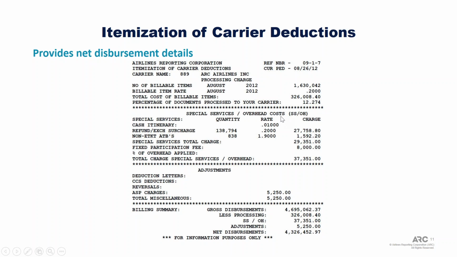In the second section is where they're adding additional costs. Special services and overhead costs is what it's listed as. So for refunds and exchanges, this airline has 138,794 transactions at an additional 20 cents. So the 138,794 transactions is going to be at a rate of $27,758.80.